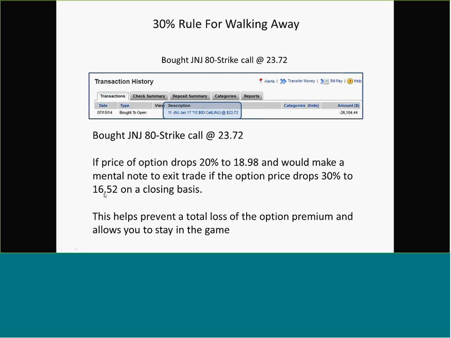This is just a simple money management rule that helps us prevent a total loss of the option premium and allows us to stay in the game, because if you have several of these large losses, it can be really hard to make those up. If you have a 50% loss in an option, then on your next trade, you have to make 100% just to break even. So we like to use these money management rules to try to avoid those large losses, which can be really hard to make up.